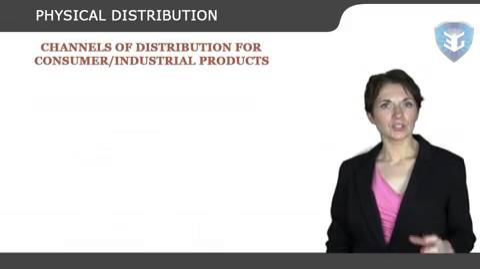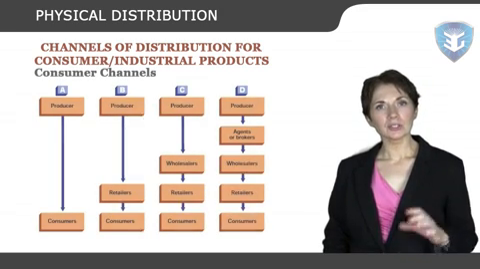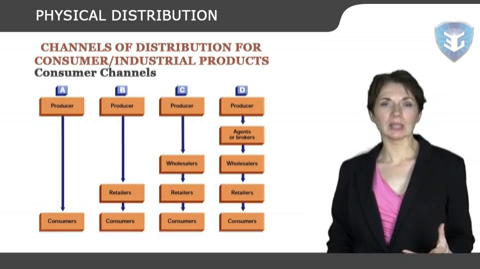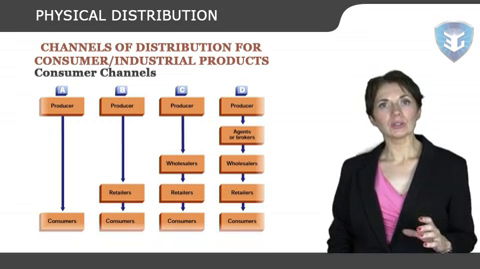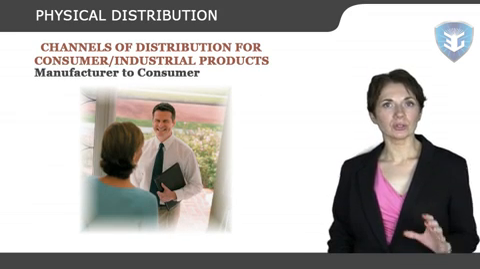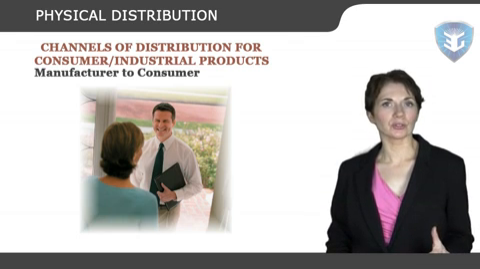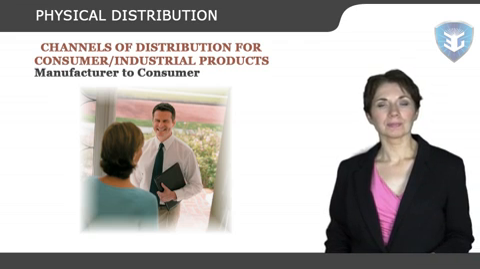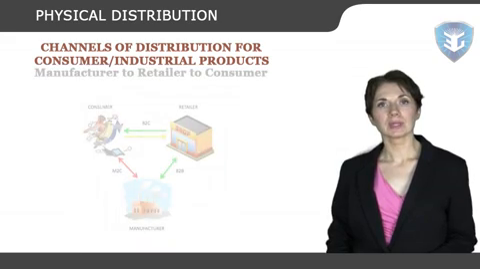Let's now discuss the channels of distribution for consumer and industrial products. Consumer channels. Manufacturers may reach out to consumers either directly, that is, without using distribution channels, or by using one or more distribution channel members. Manufacturer to consumer. The company contacts customers directly through salespersons, mail, telephone, or the internet and makes sales. The products are sent directly to the customers by the manufacturers.